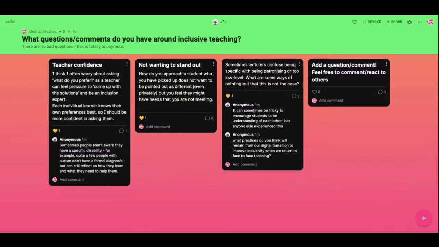Sometimes people aren't aware they have a specific disability, but can still reflect on how they learn and what they need to help them. Yeah, that's a great point. And that's why this whole idea of inclusive teaching is applicable to all of our students. It doesn't rely on a student having to go through a whole process of diagnosis and disclosure. For example, making things more specific helps a huge number of students, including in this particular instance, students who might be autistic but don't know it. So this is where the general applicability can be incredibly powerful.